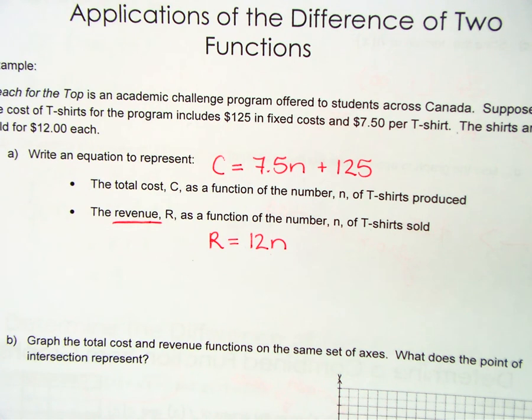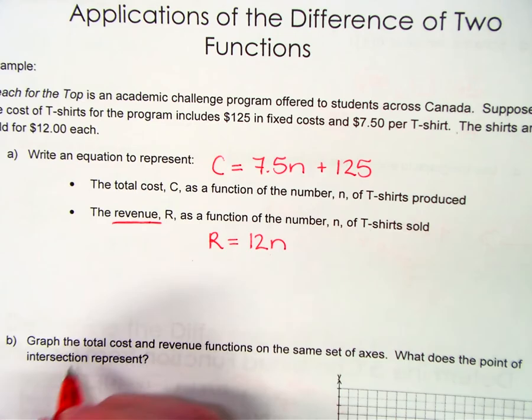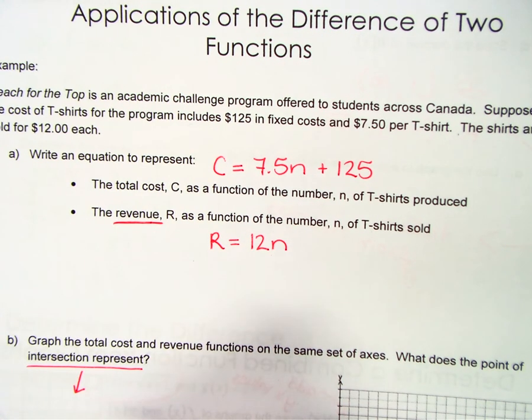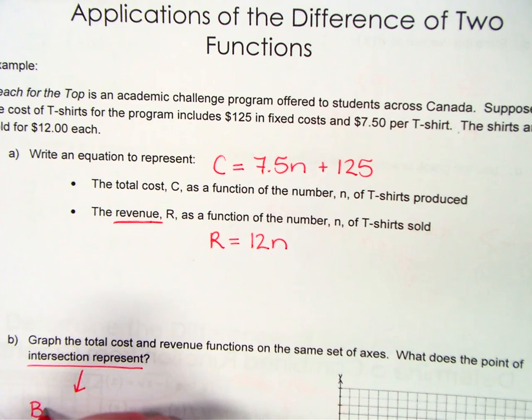Okay, graph the total cost and revenue functions on the same axis. What does the point of intersection represent? Okay, first of all, let's graph them. It's your break-even point. What's a break-even point? That means your costs equal your revenues. So you don't lose money, but you make no money. So no profit. No profit.